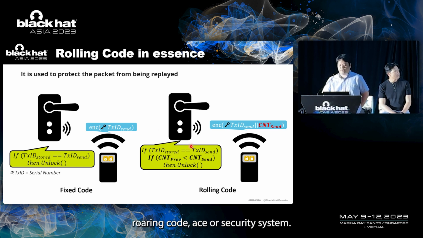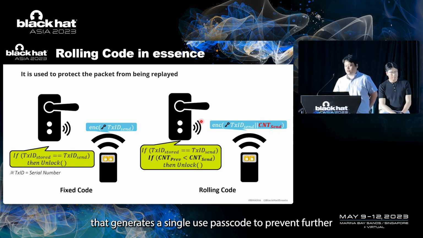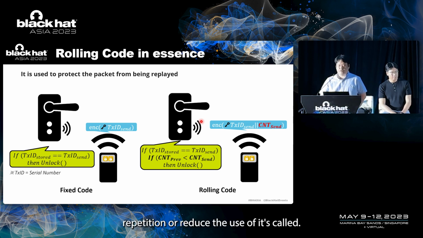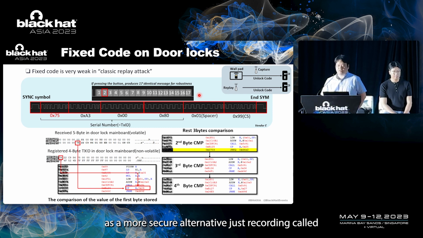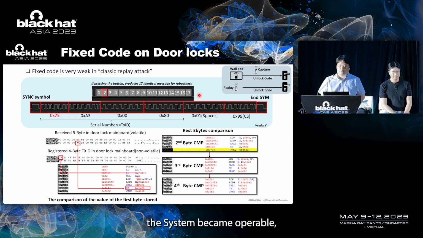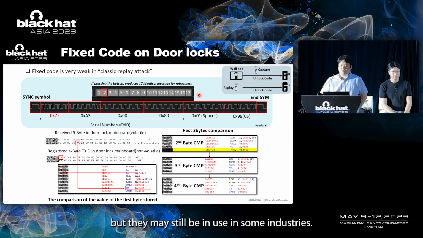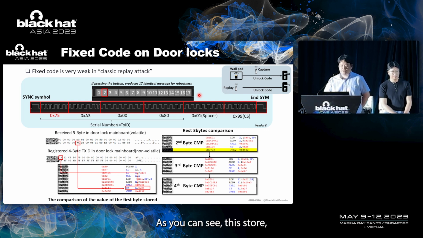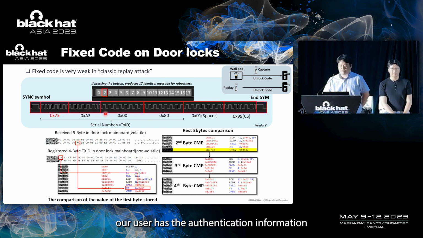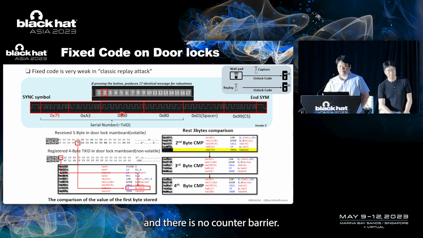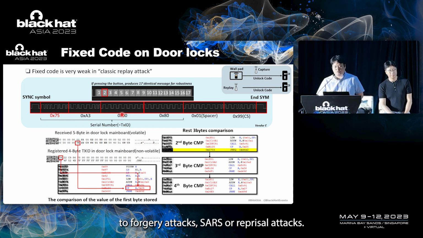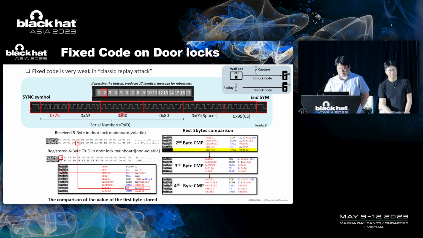Rolling code is a security system using a one-way protocol that generates a single-use passcode to prevent code repetition or reuse. The use of fixed code systems started declining in the early 2000s as more secure alternatives like rolling code systems became available, but they may still be in use in some industries. As you can see, this door lock has ID authentication information and a transmission error checksum, and there is no counter value. Therefore, these door locks are vulnerable to forgery attacks as well as replay attacks.